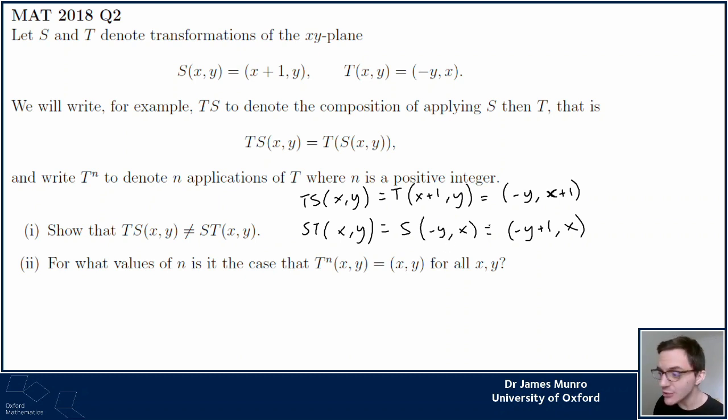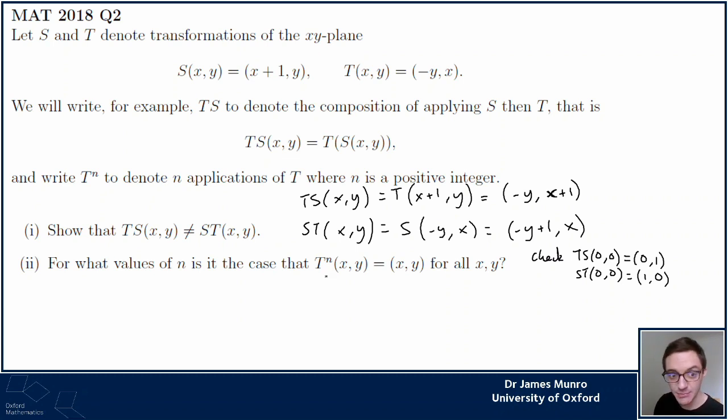If I had to prove that these transformations are not equal, I would check what TS of (0, 0) is, and what ST of (0, 0) is. Check a particular input. That's one way to show that two functions are different: show that they've got different outputs for the same inputs. TS of (0, 0) is (0, 1), and ST of (0, 0) is (1, 0). So those are not the same points, so these functions can't be equal.